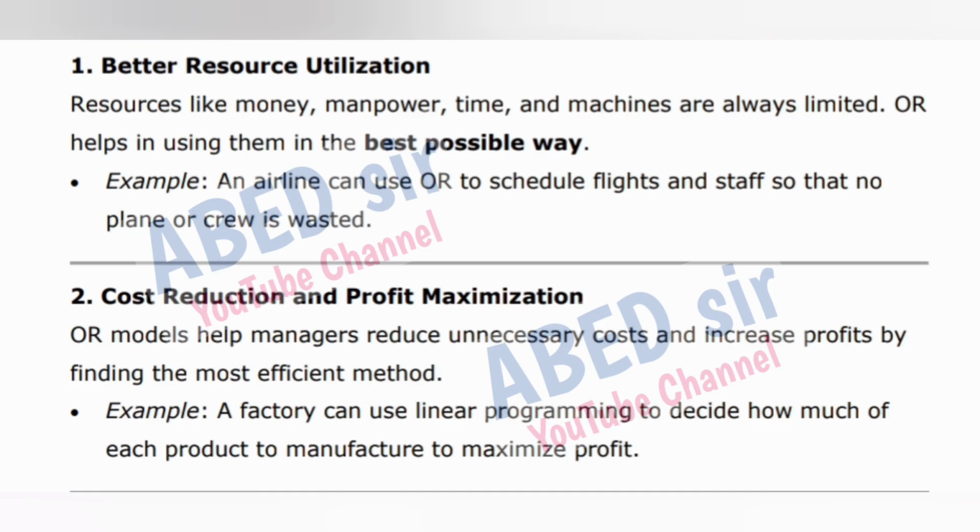2. Cost reduction and profit maximization. OR models help managers reduce unnecessary costs and increase profits by finding the most efficient method. Example, a factory can use linear programming to decide how much of each product to manufacture to maximize profit.